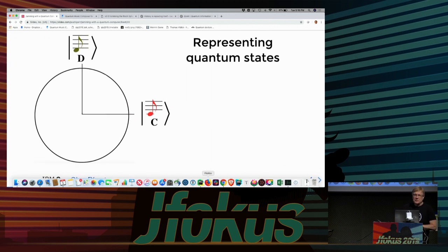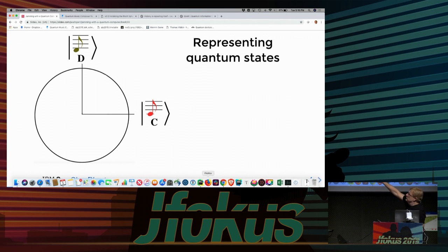So I need to tell you a little bit about quantum states and quantum bits and quantum mechanics, so we're going to dive into that a little bit. Here I'm representing two quantum states. Normally, when somebody teaches you about quantum states and quantum computing, they're going to use qubits. That C would be a zero, and that D would be a one. But we're using notes, so I'm just going to use C and D.